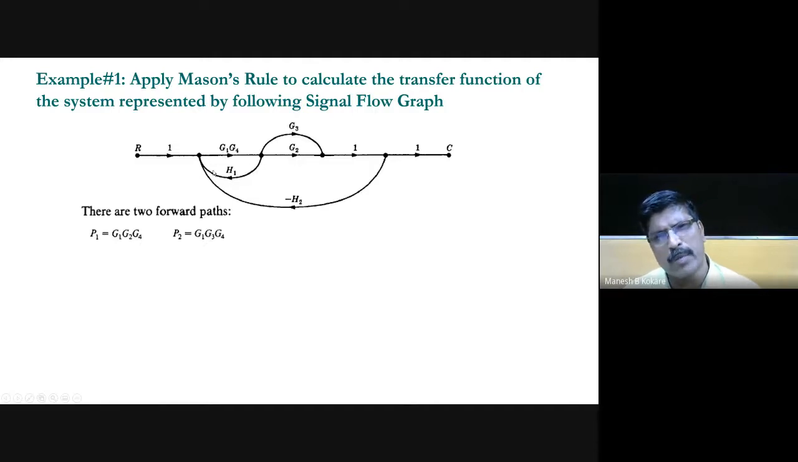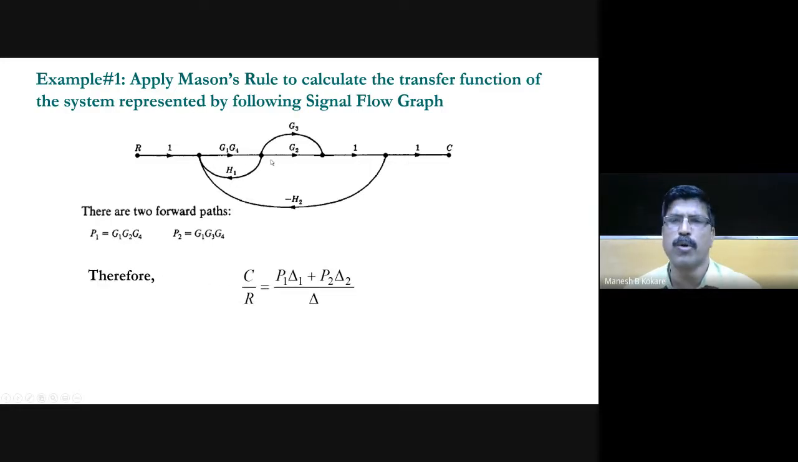Don't you think there is one more loop? Yes, sir. Okay, Z1, Z4, Z3, minus H2. Right, so this is the third loop. The third loop is Z1, Z4, Z3 and minus H2.